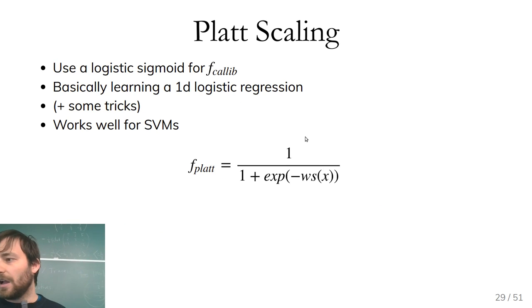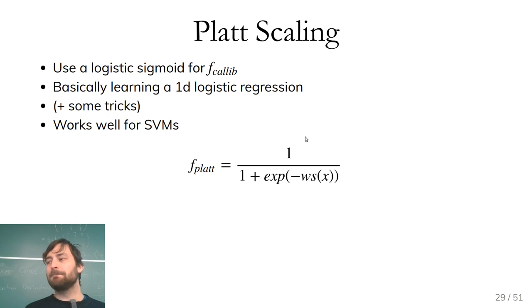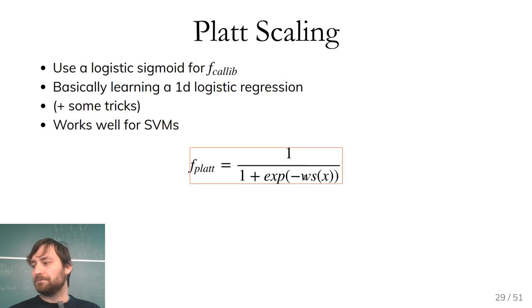So a thing I call Platt scaling is basically a 1D logistic regression, and it just looks like this. Actually, there's an offset, which I didn't put in here. And this works well for SVMs. Basically, you have a single parameter W and an offset, and you learn a sigmoid function with a given W.